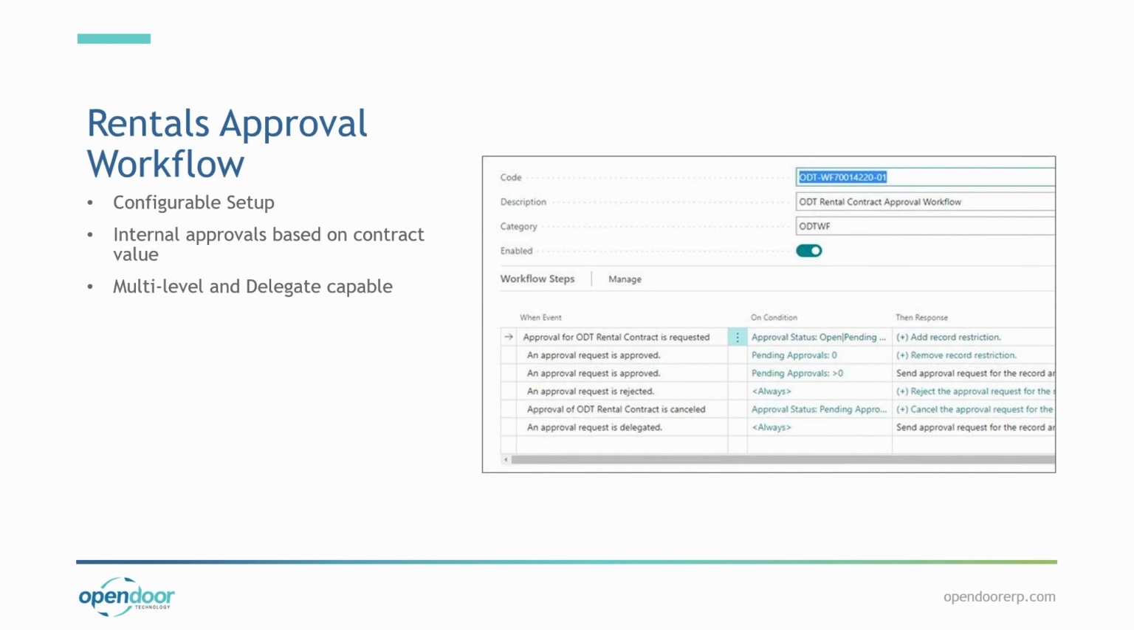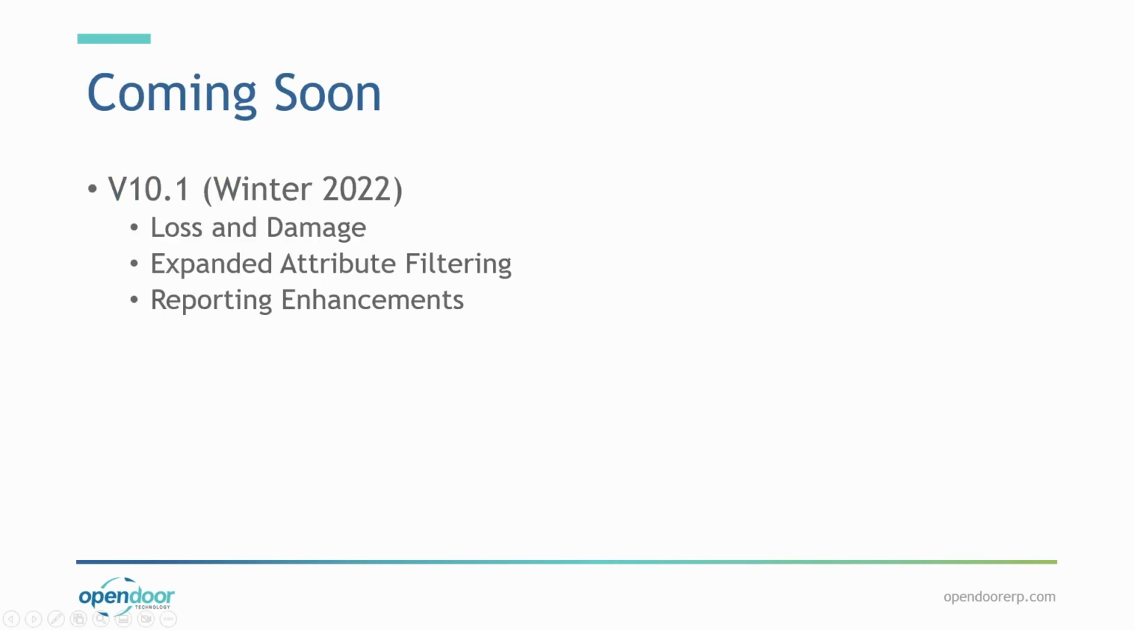You can't print it, you can't send anything, you can't invoice until it's been approved. And we have multi-level capabilities and delegate capabilities there. So if somebody's on holidays, we can delegate it to somebody else to approve. And that's based on the standard approval workflows in Business Central.